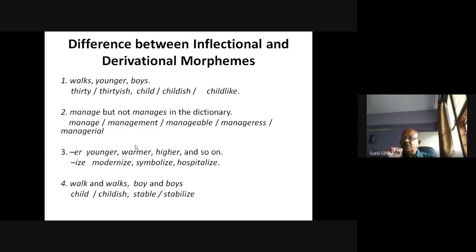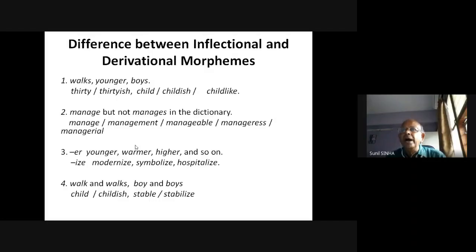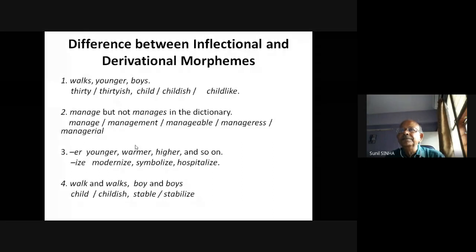So when we add an inflectional morpheme to a word, the meaning of the word does not change. That is, the meaning of an inflectional morpheme is always static, the same. ER has the same meaning whether you add it to young or to warm or to high. Younger means more than young, warmer means more than warm, higher means more than high.